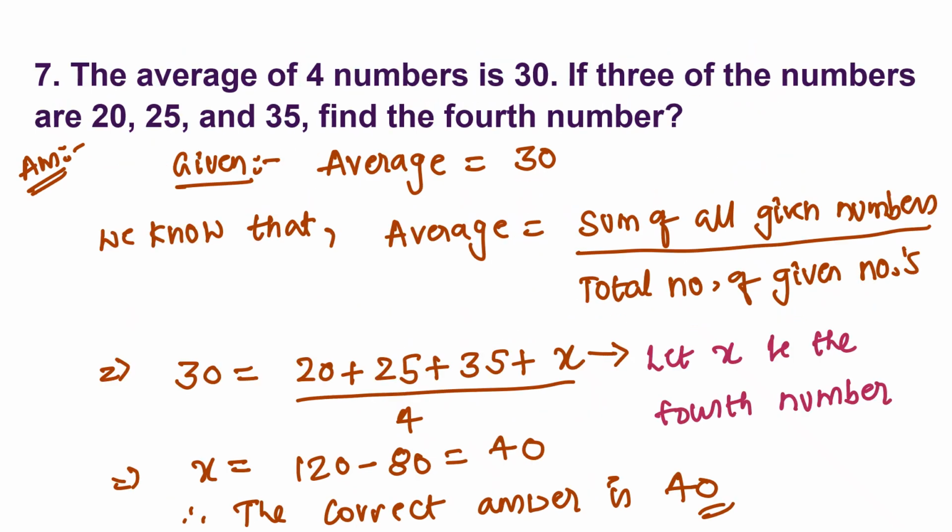The seventh problem is the average of 4 numbers is 30. If 3 of the numbers are 20, 25 and 35, then find the fourth number. In the given problem, we are given average is equal to 30 and we know that average is equal to sum of all given numbers divided by total number of given numbers, which implies 30 is equal to 20 plus 25 plus 35 plus x divided by 4, which implies x is equal to 120 minus 80, which is equal to 40. Therefore, the correct answer is 40.